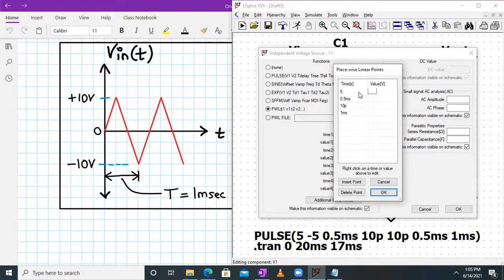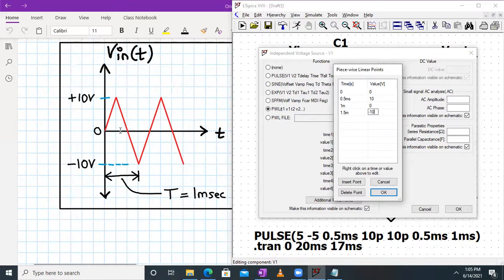Let me start with 0. For time 0, the value has to be 0. For time 0.5 millisecond, the value has to be 10 volts, right? And then for 1 millisecond, again the value has to be 0. Then for 1.5 millisecond, the value has to be minus 10. Let's say this is 0, this is 0.5, this is 1 millisecond. And let's consider this time period to be 2 millisecond.